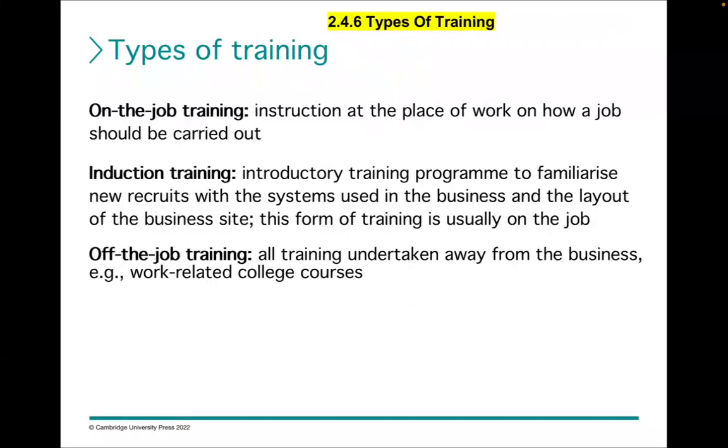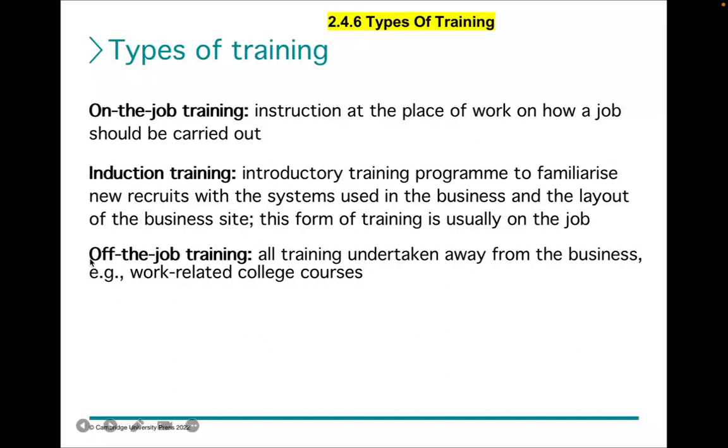So finally, for 2.4, we have types of training. We have three different types of training mentioned. On the job training, where instruction is at the place of work on how a job should be carried out. Induction training, which is introductory training, where someone just joins the business and you're helping them to familiarize themselves with the new systems and how the business is run, the layout, where things are, also on the job.